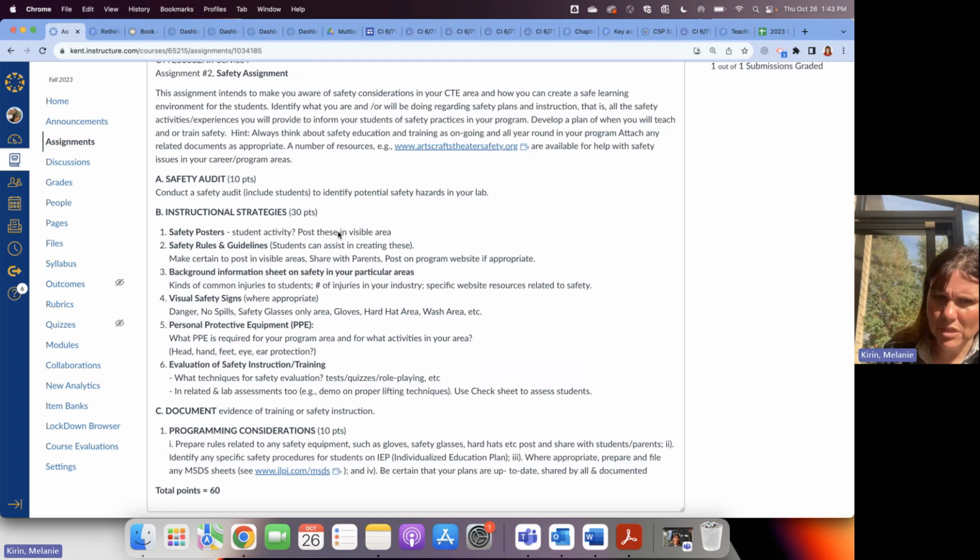So that's the first thing: walk through how you conducted your audit, how you included your students in that, and the potential hazards that you saw. That would be part A. Part B is the actual instruction strategy.